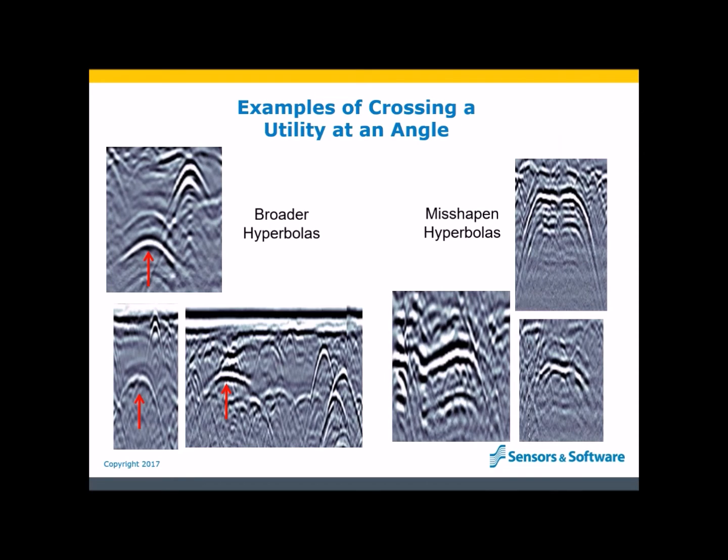Now, you do not always cross linear objects at right angles, so be aware of the distortions that you'll see when you cross an object at an angle. Here are some examples from a course I did in Florida. Broader hyperbolas indicate that you crossed a utility obliquely. Here's a few good examples here.